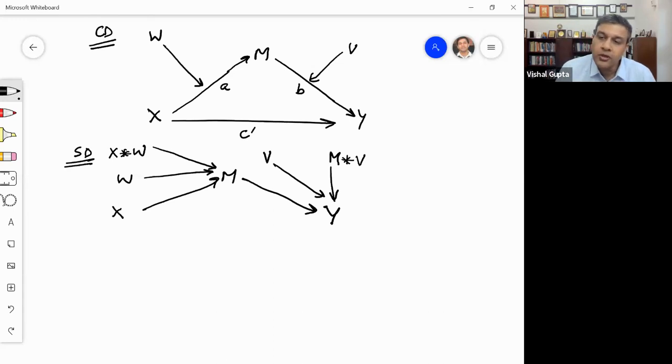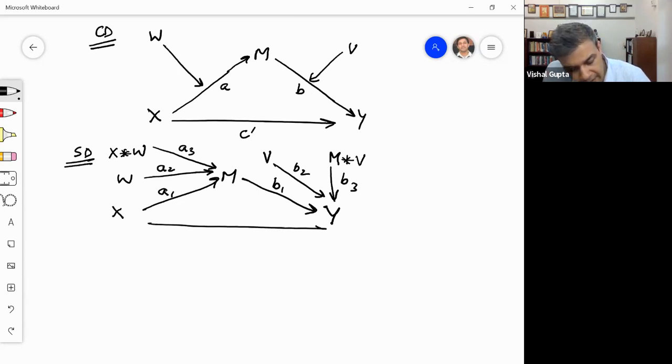Then I draw a path from V, and I draw a path from M into V. So I open this moderator also. I call these coefficients A1, A2, A3, and these coefficients B1, B2, and B3. So what we have been doing so far, I'm just replicating it for both sides. And this effect continues to remain C dash. So what is it that we can write?